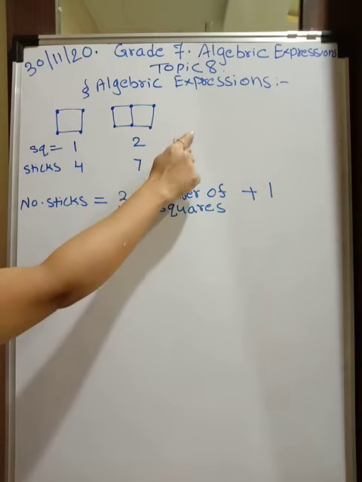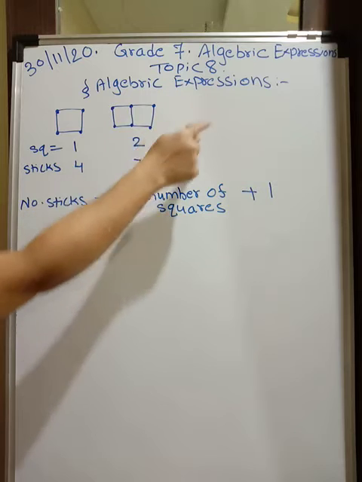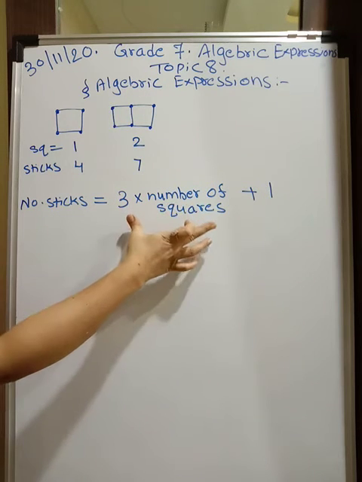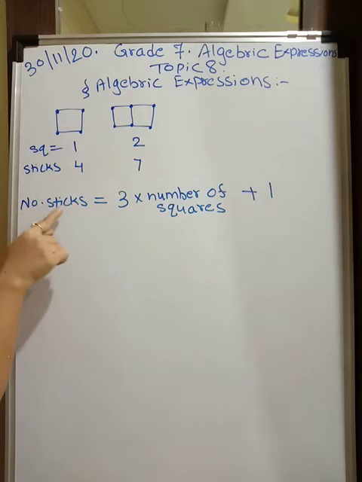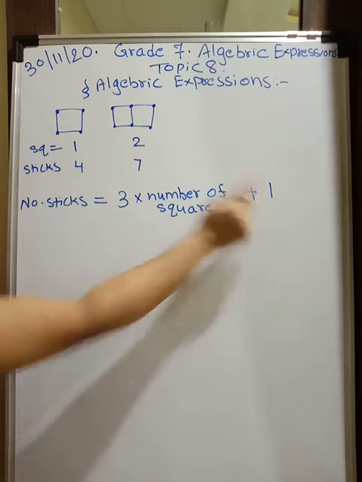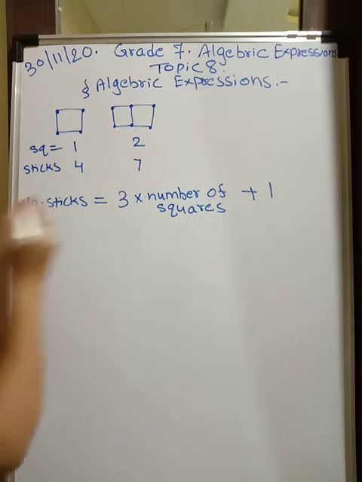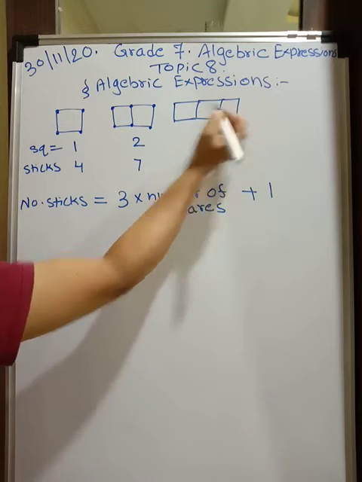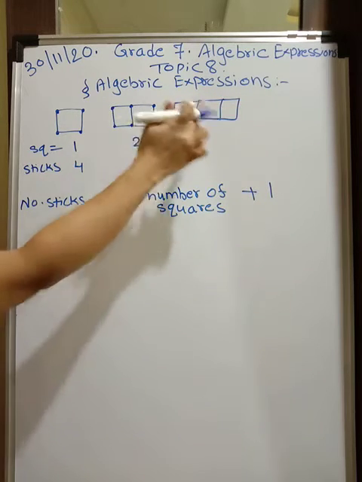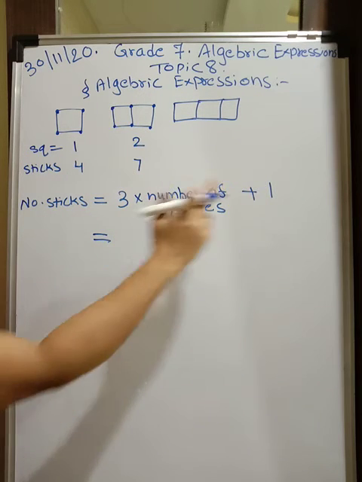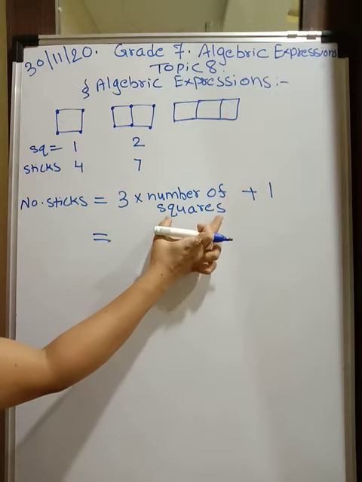Like this, if I take 3, 4, 5, then every time I need not count the sticks because I am going to use the formula to calculate the number of sticks. What is the number of sticks? 3 into number of squares plus 1. For example, if I have now 3 squares like this attached to each other, and I want to calculate how many sticks are there, then what will I do? Same formula is there. 3 is constant, 1 is also constant. What is going to change?